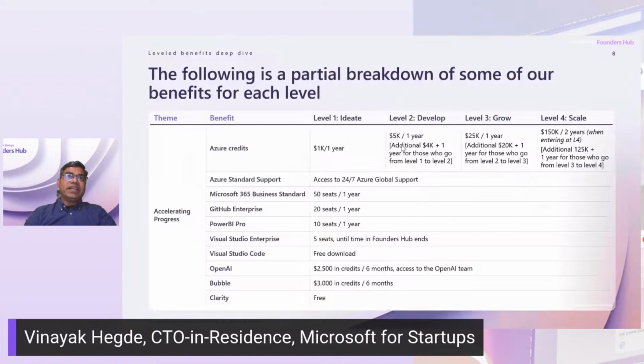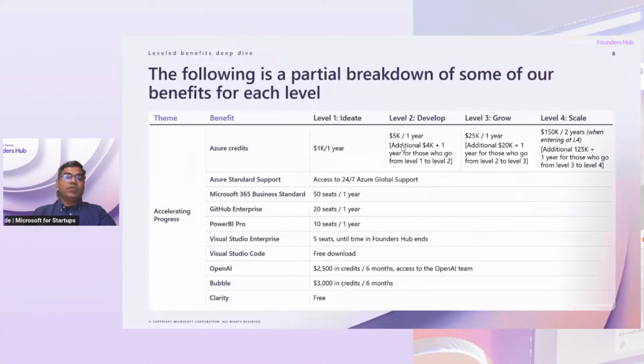A little bit more detail. So this is only the partial benefits that we have, but it kind of gives you a sense of what are all the benefits that are available. So we have 4 levels in our program. At the first level, which is the ideate level, if you just started off building something, we give you 1K of credits. We know how hard it is to both raise money in this environment, and so every little bit we want to help you both on the business side and on the technical side. So we have 1K for level 1, 5K for level 2, 25K for level 3, and 150K for level 4.